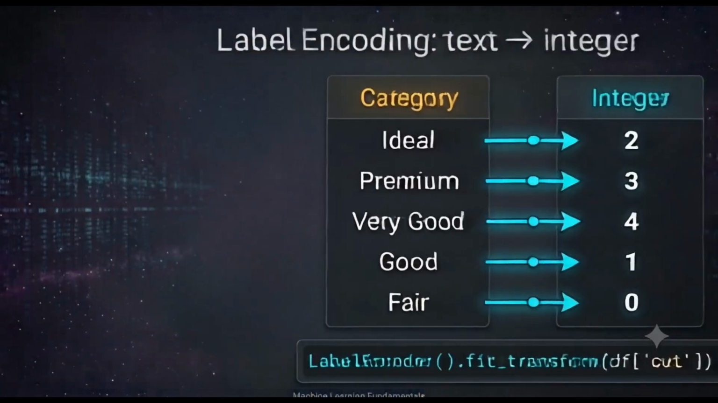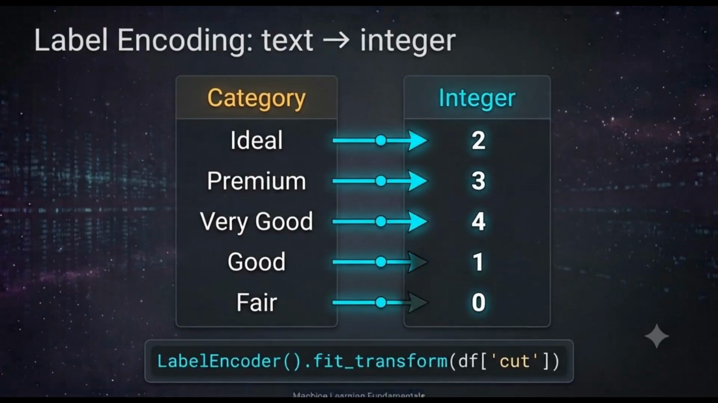Label encoding. So far, we've been treating everything as numbers, but real datasets are full of words. In the diamonds data, the cut column holds text like ideal, premium, good, very good, and fair. Machine learning models at their core do arithmetic. They can't multiply the word ideal. So we have to convert categories into numbers, and the simplest way to do that is called label encoding.